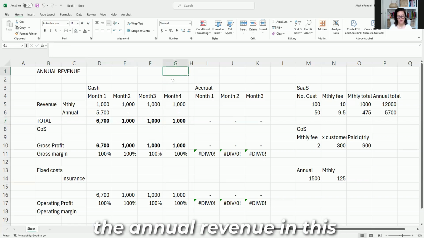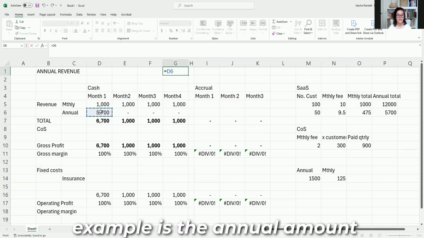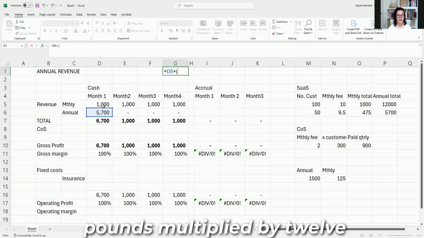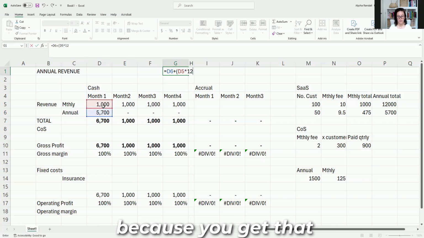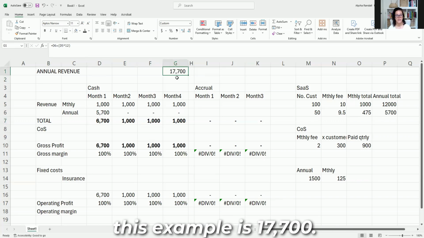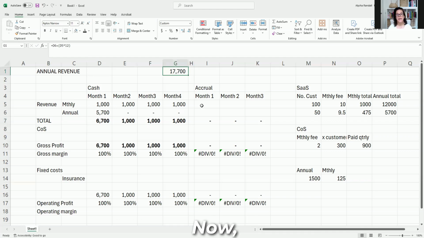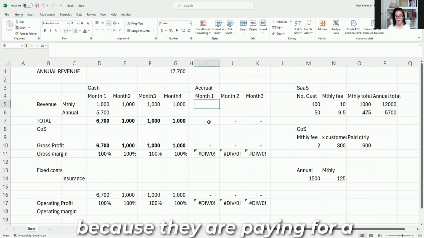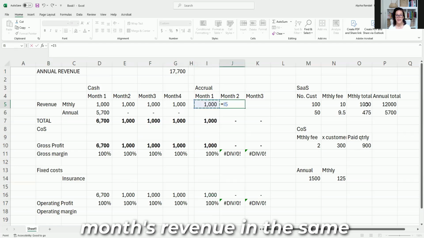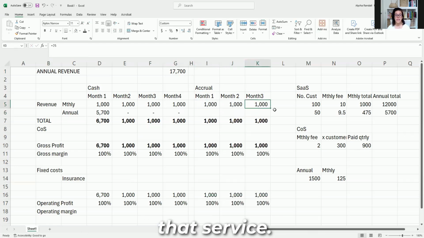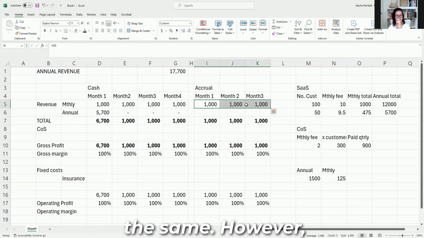Now, the annual revenue in this example is the annual amount that you get plus the £1,000 multiplied by 12, because you get that for 12 months. So the annual revenue in this example is 17,700. Now, the accrual one is exactly the same with the monthly revenue because they are paying for a month's revenue in the same month that you're delivering that service. And so therefore, it's exactly the same.